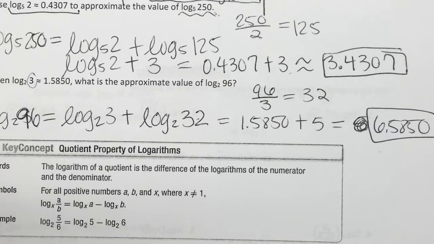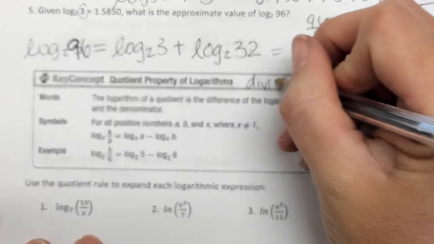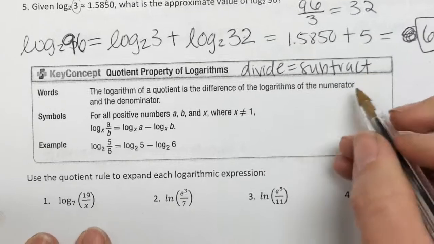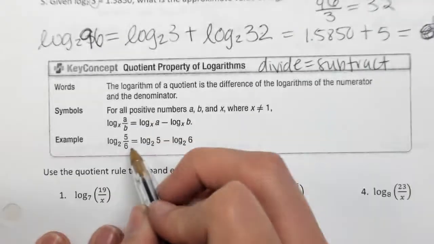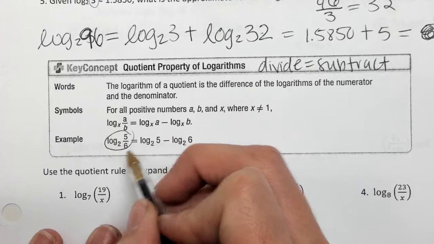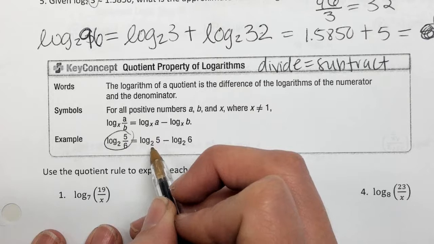Alright, so how does everybody feel about the product rule? Okay, so think about this. If product is when you can break it up into adding, what do you think quotient's going to be? Subtraction. Good. So write divide equals subtract. So if you have, this is an example, log 2 of 5 over 6, you can write it as log 2 of 5 minus log 2 of 6, where the numerator always comes first, then the denominator.